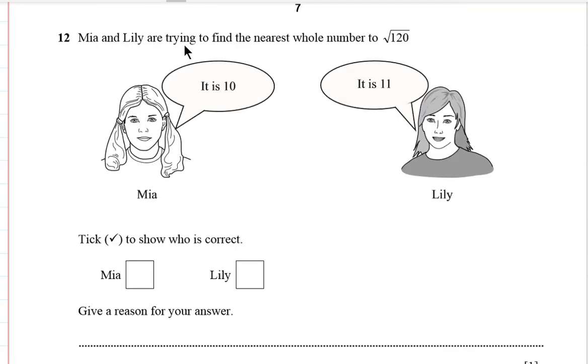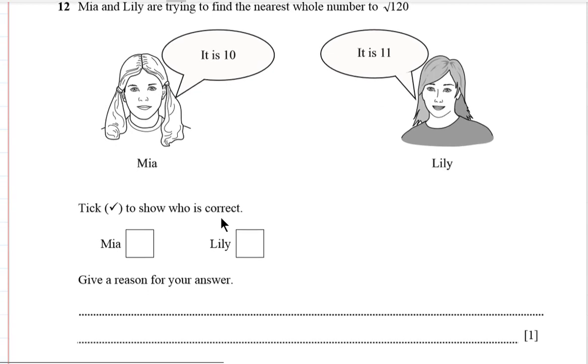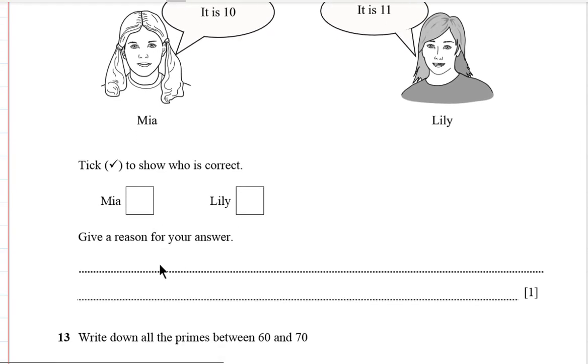Question 12. Maya and Lily are trying to find the nearest whole number to the square root of 120. Maya said it's 10, Lily said it's 11. Tick to show who is correct. For the square root of 120, we can first put 120 between the nearest perfect squares, like 100 and 121. If we take the square root of all these numbers, we will find that the square root of 100 is 10, the square root of 120 is like this, and the square root of 121 is 11.